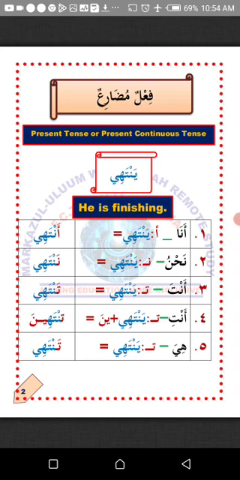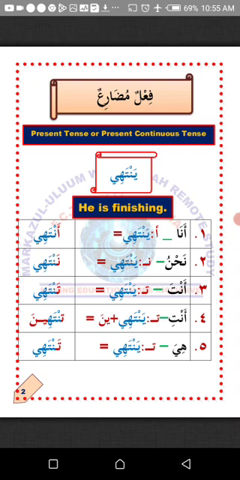Khamsa, number five, hiya, she. So how do we change the verb ينتهي to suit hiya? All you need to do is to detach yaun and attach ta'un. So the verb ينتهي will now become tantahi, which means she is finishing.